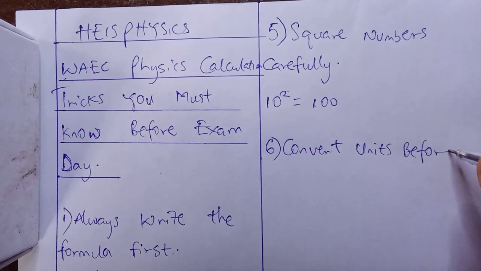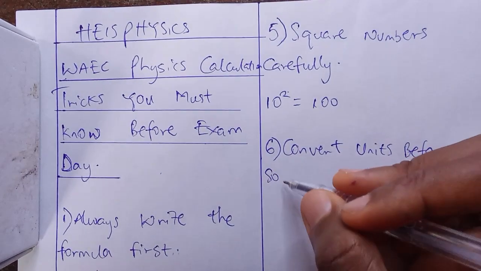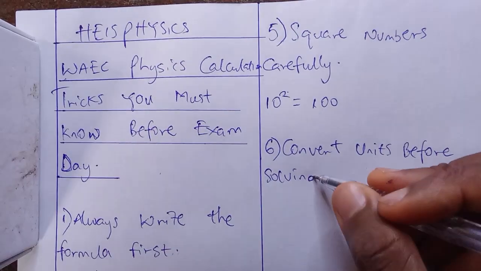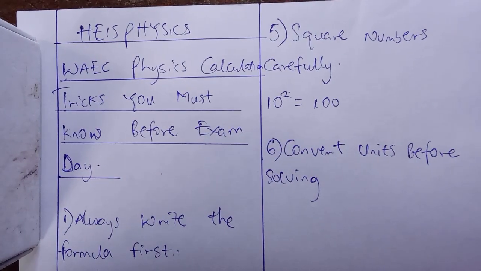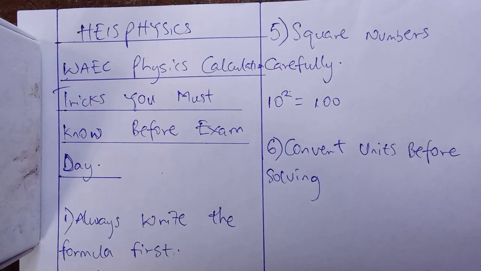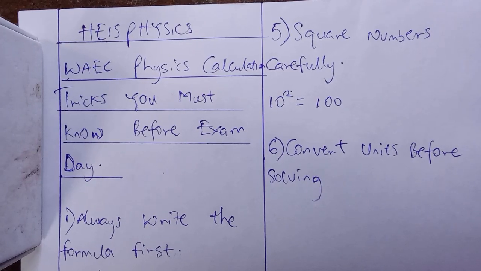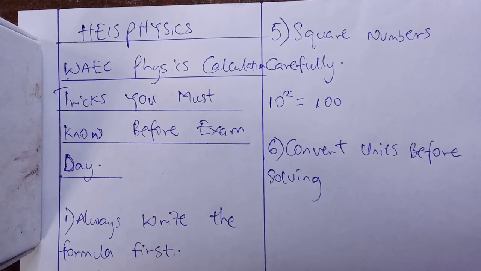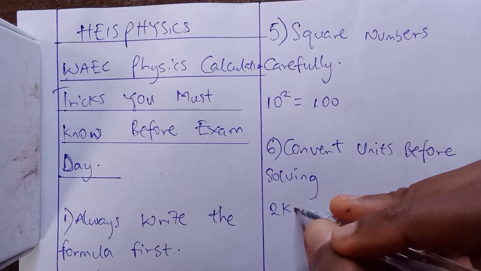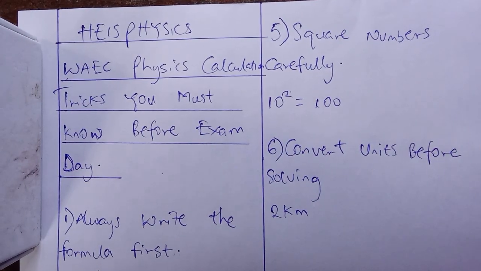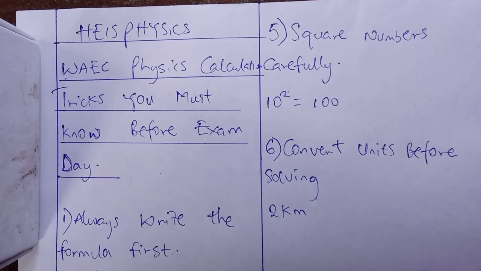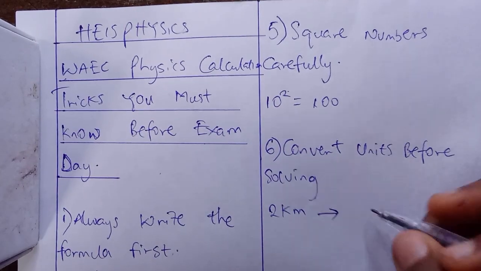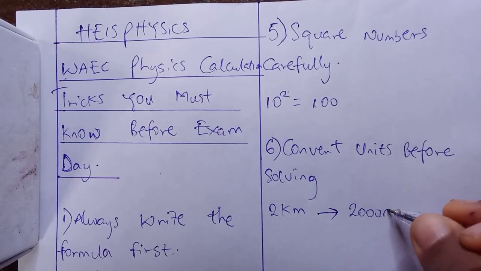Before solving, this is a very, very important trick. Now, let me explain this. If you're solving a question that says you find the distance, and in that particular question they say the distance is 2 kilometers, if you use that 2 kilometers and solve, you get the answer wrong because the SI unit for distance is meter. So you have to convert it to meter, which is 2 times 1000, making it 2000 meter.